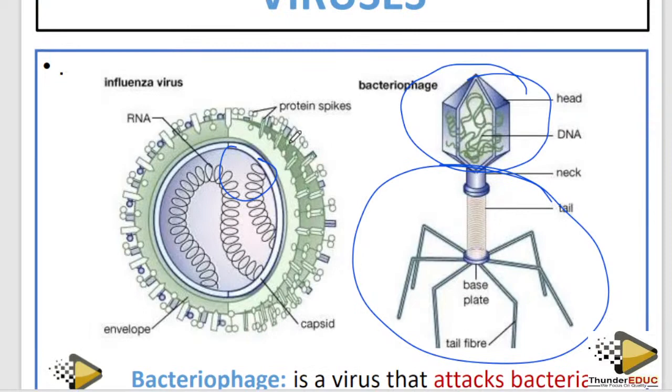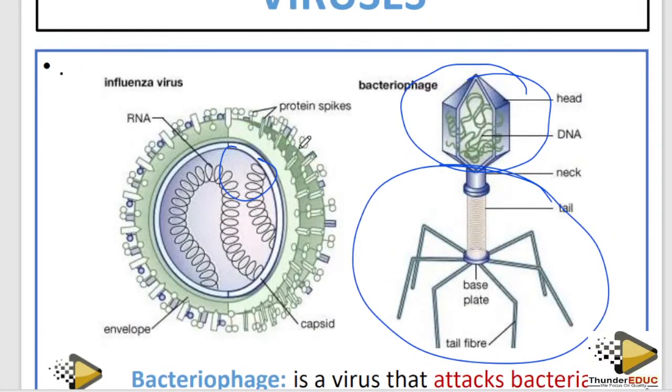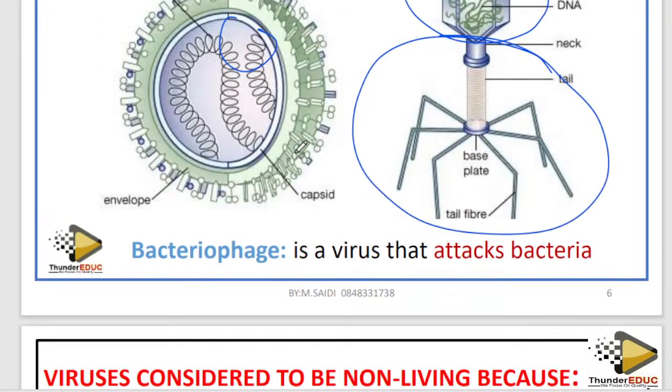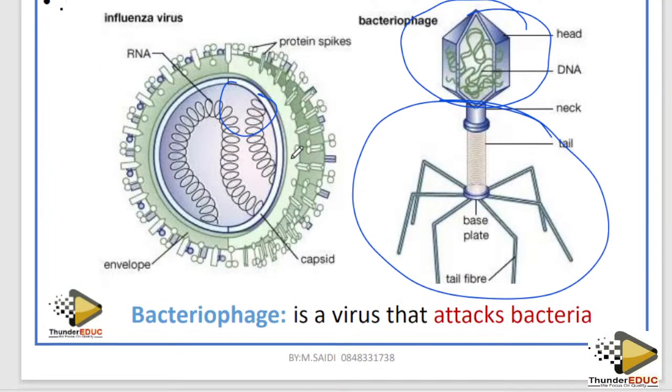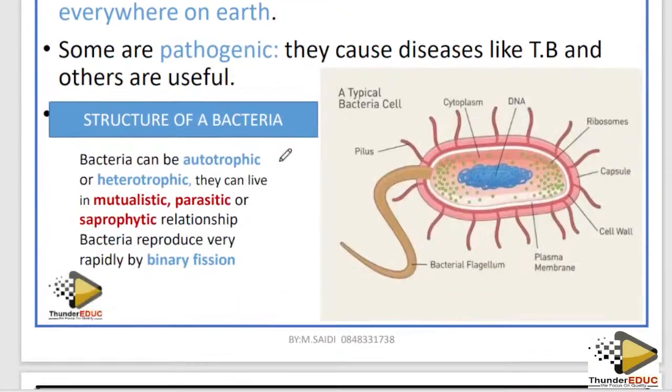So what is important here? What is a bacteriophage? Number 2, structure of a virus. Number 3, the properties of a virus. That is the most important thing. Meaning that if you know the characteristics of a virus, you have to know the living and non-living. Then when you go to the bacteria, know the structure of a bacteria.